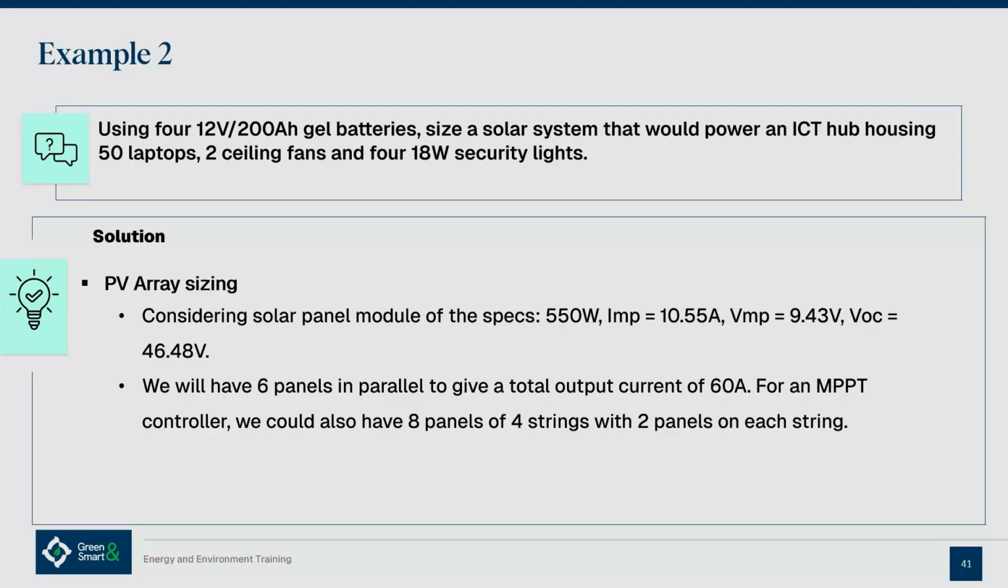Let's consider a solar panel module with specifications: 500 watts, maximum operating current of 10.55 amps, maximum operating voltage of 9.43 volts, and an open circuit voltage of 56.48 volts. We will have 6 panels connected in parallel to give a total output current of 60 amps.